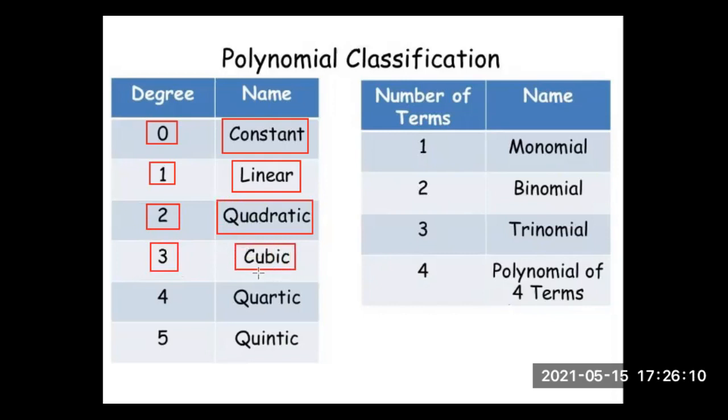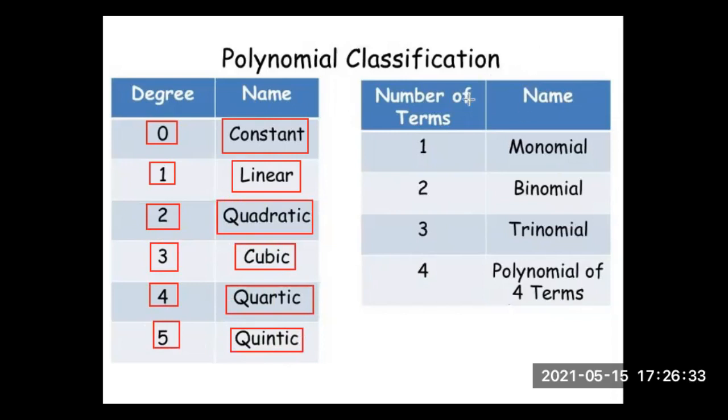So in the last slide we went up to 3. Now if any term has degree 4, then we call it a quartic polynomial, not quadratic, quartic polynomial. If any term has degree 5, then we call it a quintic polynomial. Okay. Next we'll move to the terms.